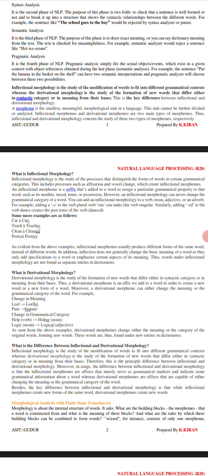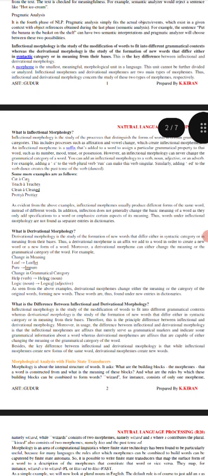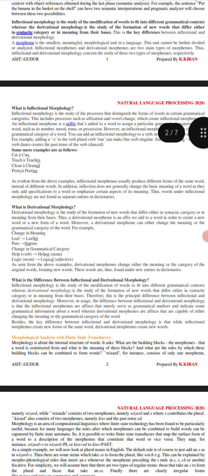For example, change in meaning: leaf, leaflet; pure, impure. Change in grammatical category: help, verb; helper, noun; logic, noun; logical, adjective. As seen from the above examples, derivational morphemes change either the meaning or the category of the original words, forming new words. These words are thus found under new entries in dictionaries.